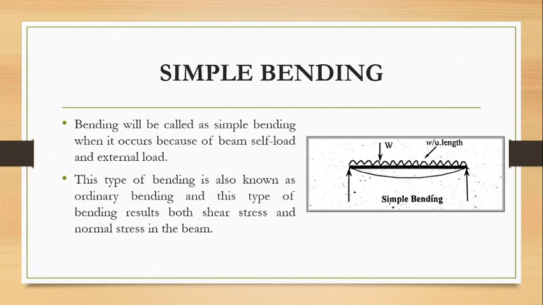Whereas simple bending includes the bending due to the self weight of the beam plus the external weight or load that we have applied on the beam. This type of bending is also known as ordinary bending, and it results in both shear stress and normal stress in the beam, because normal stress was already present in the beam because of the pure bending. Pure bending is always there, but simple bending is introduced as soon as we introduce external forces on the beam.